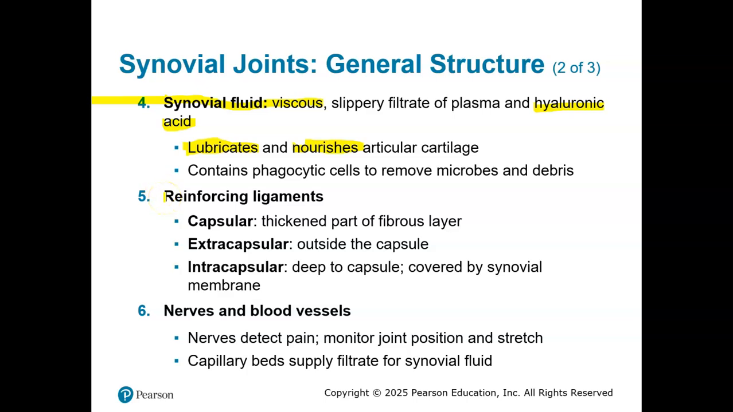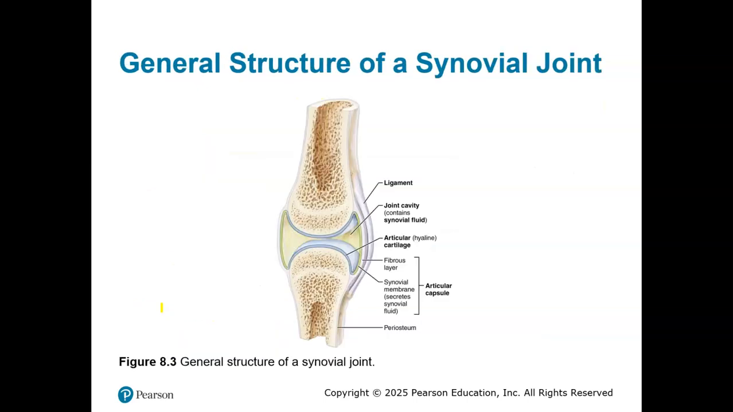There are also reinforcing ligaments, and different joints have different amounts and types of ligaments, but joints do have ligaments. Ligaments connect bone to bone. And then every joint has nerves and blood vessels that supply that joint. This is the general structure of a synovial joint. It's not any particular bones, but it's the general structure.